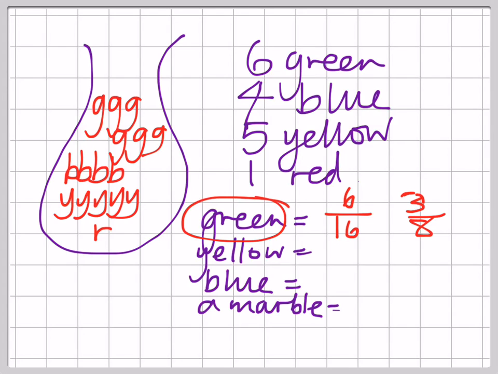For our next one, for yellow, again, we've still got 16 in the bag, and out of those, 5 are yellows, giving 5/16, but that can't be simplified. For our blue, 16 items in the bag, and 4 of them are blue, which can be simplified to 1/4.